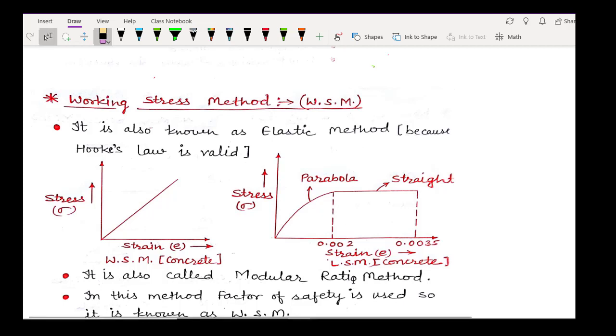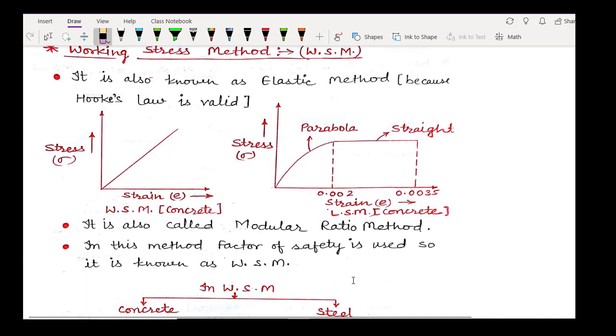As below you can see here, I have drawn stress and strain graph and curve for concrete in WSM and for concrete in LSM. It is just for comparison. In WSM, the stress and strain are linear. It is directly proportional here. As the values of stress increase, the strain value also increases. But in LSM, it is proportional up to a certain limit and then it becomes nonlinear. So in LSM, the stress strain curve is different as compared to WSM.